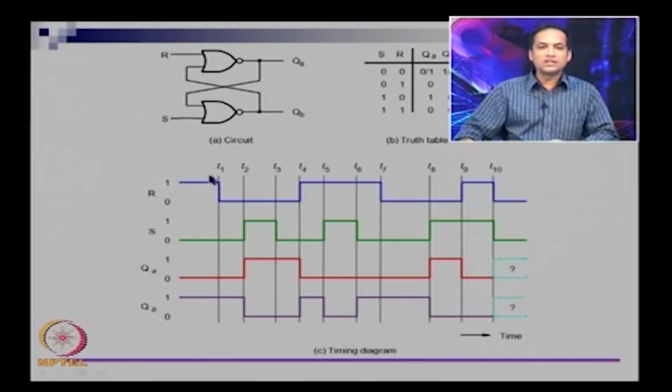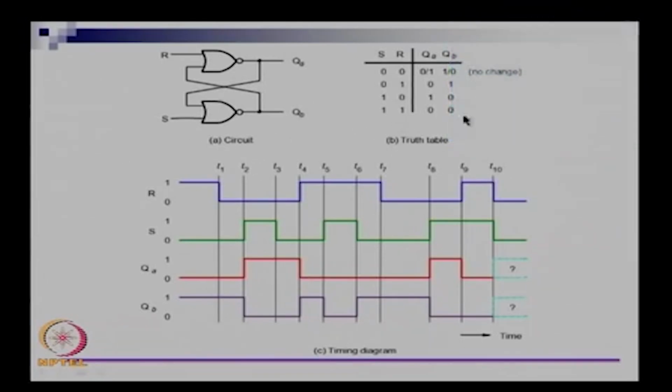So let us start with each of these timelines. There is timeline T1, T2, and so on up to T10, and I am going to show you what is happening in the circuit, and we will also convince ourselves that this table is correct. Let us for a while assume that R is 1 and S is 0, and let us also assume for a while that R means reset.